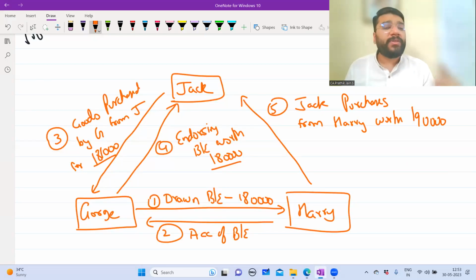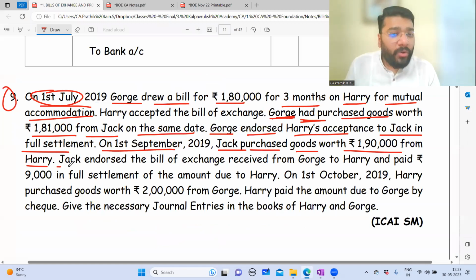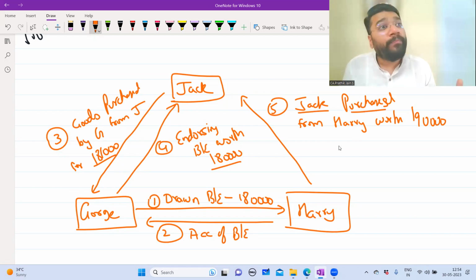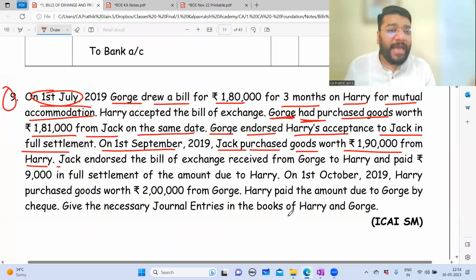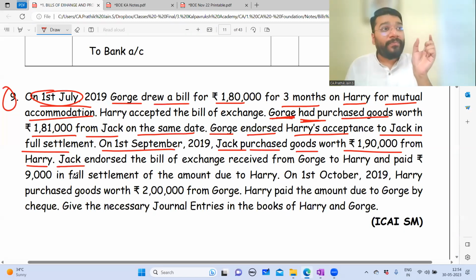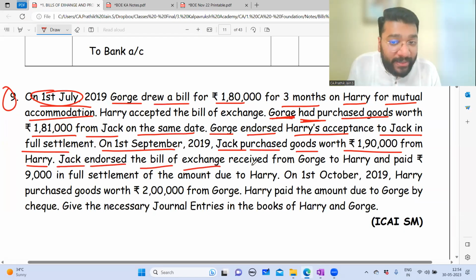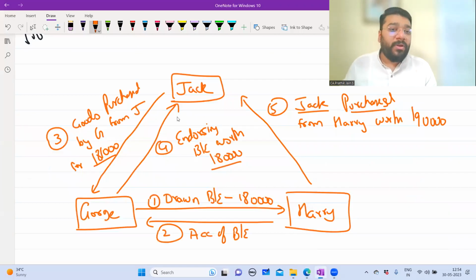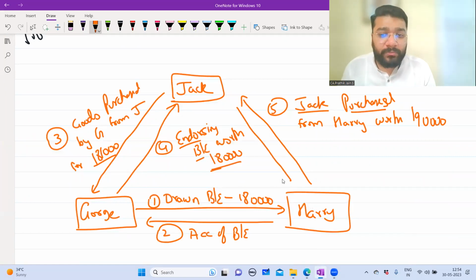So for Jack, it is purchase or sale? For Harry, it is purchase or sale? Sale. Very good. Now, Jack has purchased these goods. So can I say Jack has to make the payment? Jack has purchased the goods, which means Jack has to make payment to whom? Harry. So what Jack is doing is, now Jack has got one bill. He is endorsing the same bill of exchange, what he got from Gorgi, to Harry.